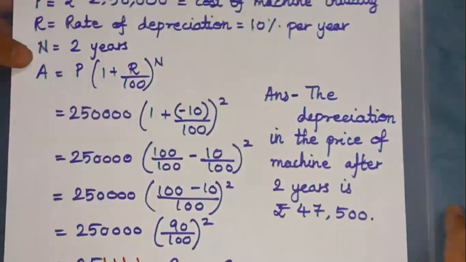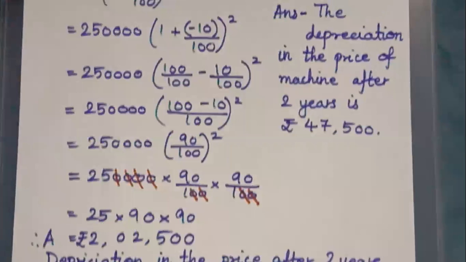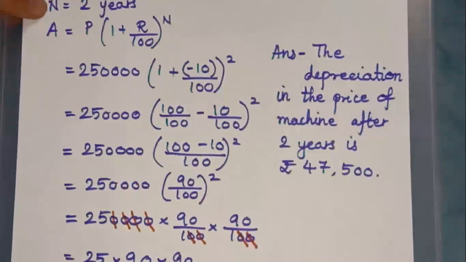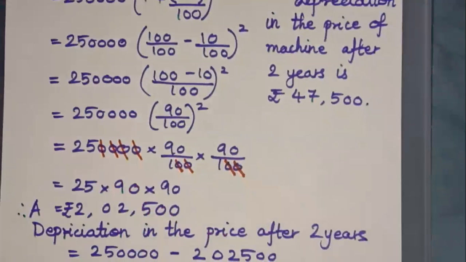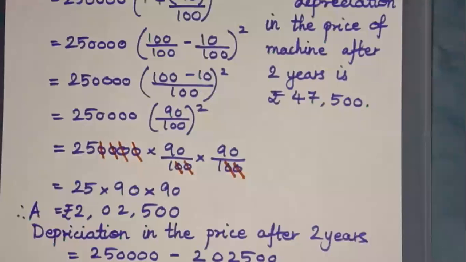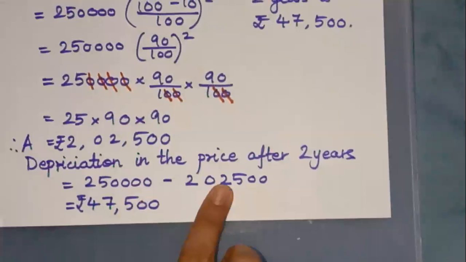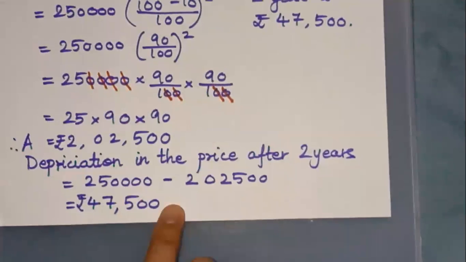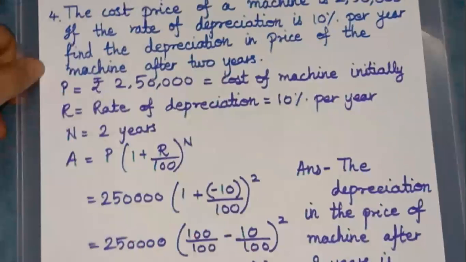I hope you understood this entire sum. There was nothing difficult in this sum, only the change was about the word interest. Instead of interest, you had depreciation, and in order to find out depreciation, we subtracted the amount from our principal to find out our answer. We will now move ahead to the next sum.